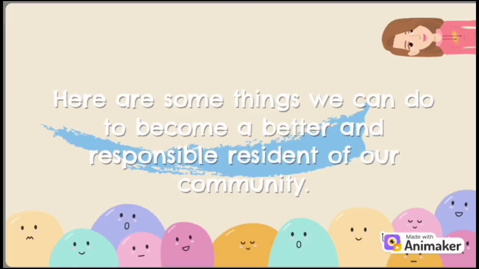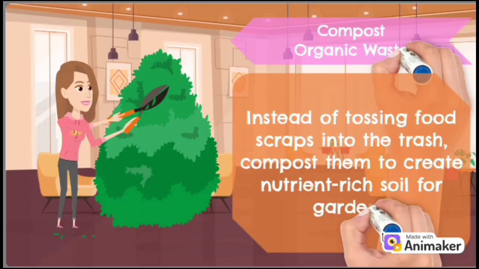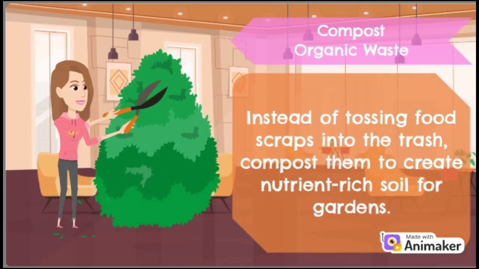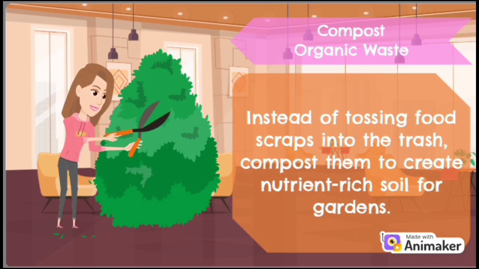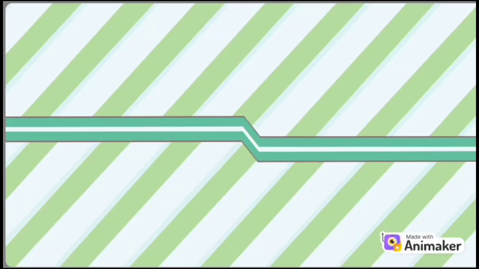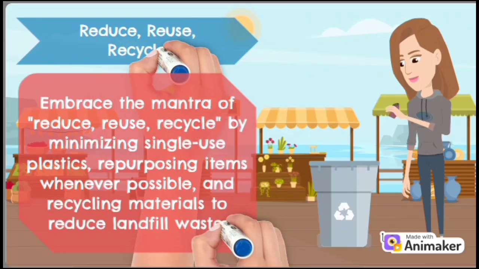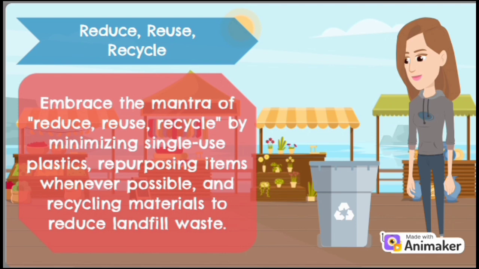Here are some things we can do to become a better and responsible resident of our community. Compost organic waste. Instead of tossing food scraps into the trash, compost them to create nutrient-rich soil for gardens. The triple R, embrace the mantra of reduce, reuse, recycle by minimizing single-use plastics, repurposing items whenever possible, and recycling materials to reduce landfill waste.